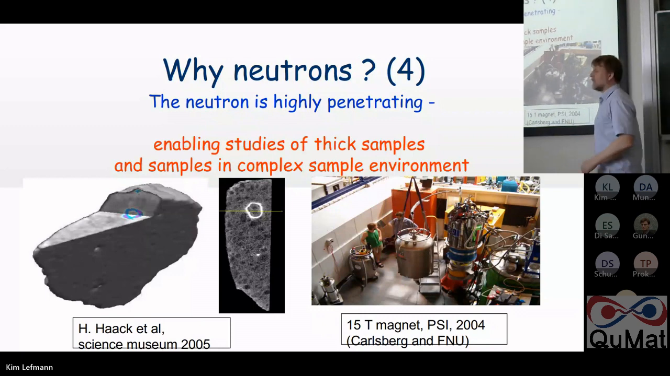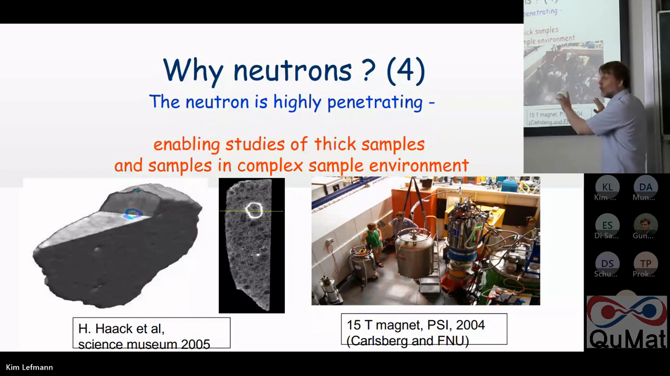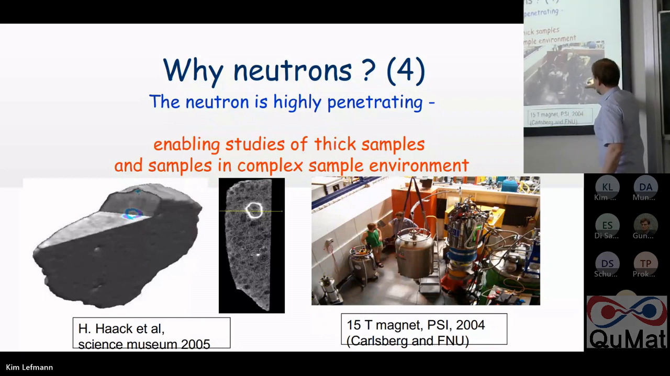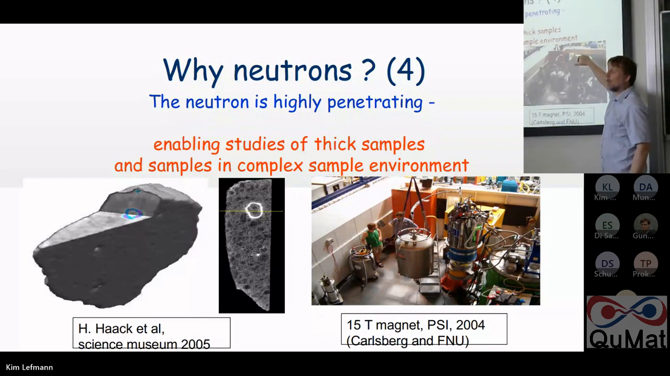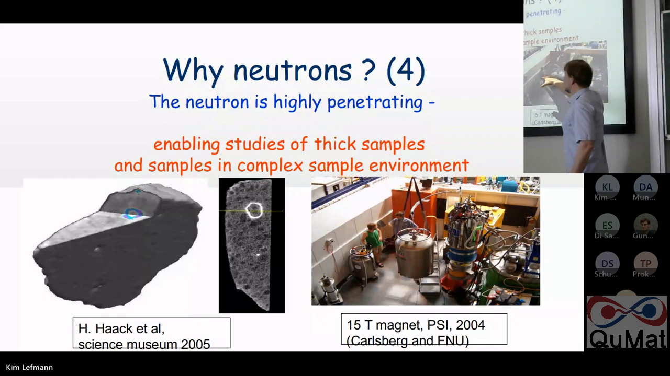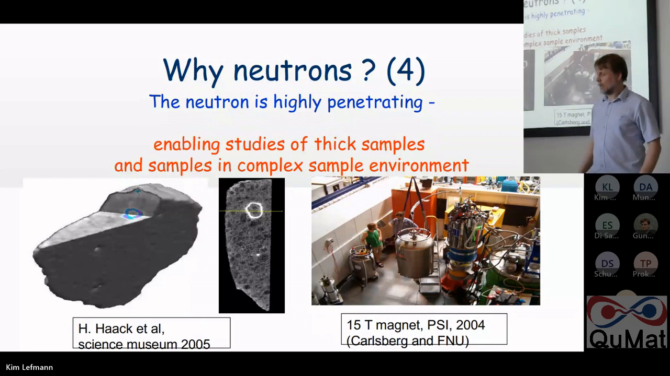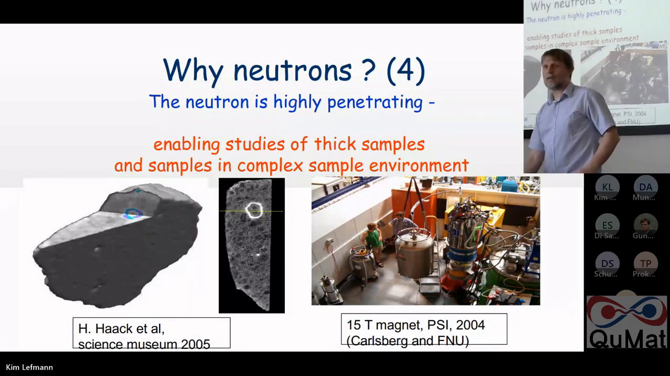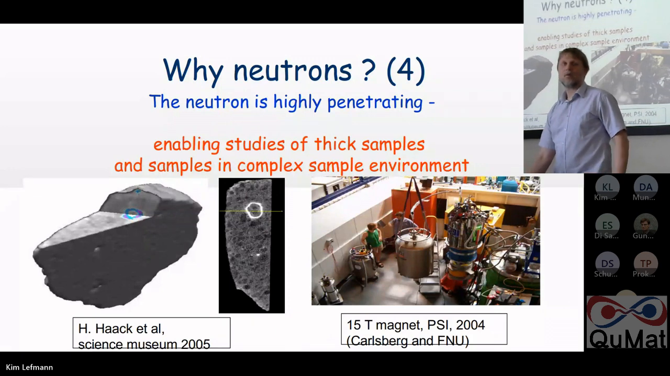It can also penetrate into big sample environments. This is a 15 Tesla magnet with a split coil standing on a beam line. The beam comes here, being reflected by a monochromator into the magnet, out from the magnet again, into the detector, which is this yellow tank. And this is a younger version of myself standing on a hot summer afternoon in northern Switzerland.